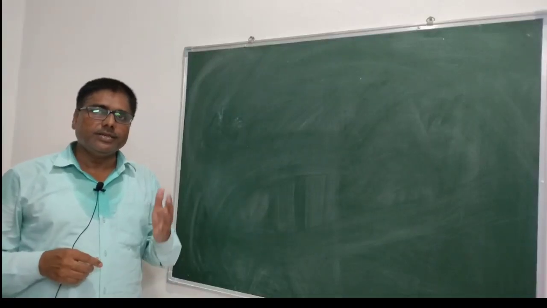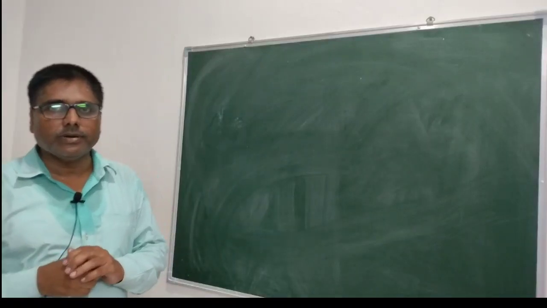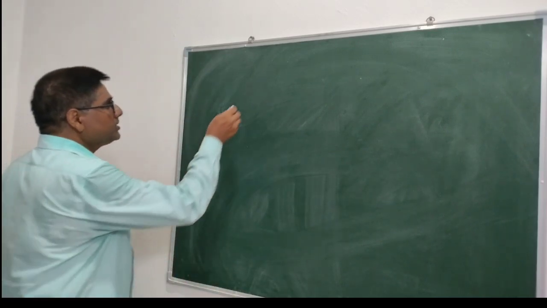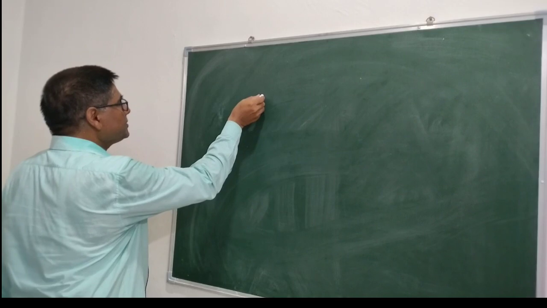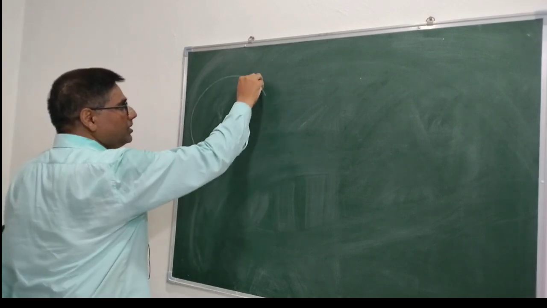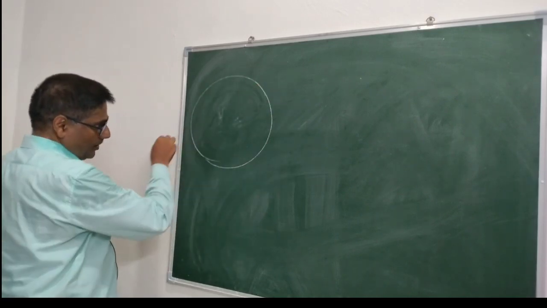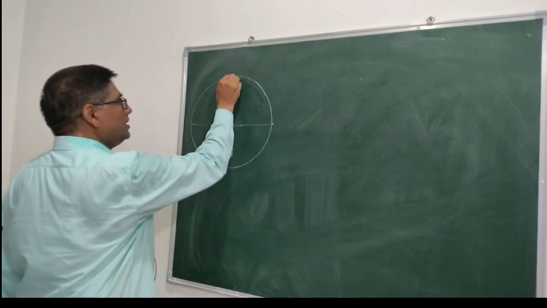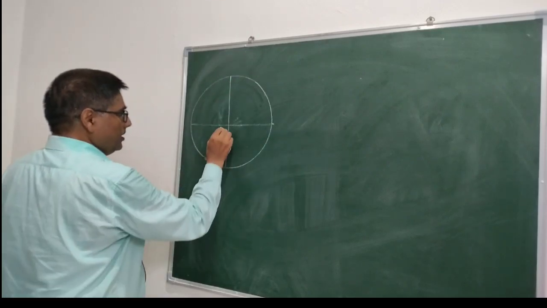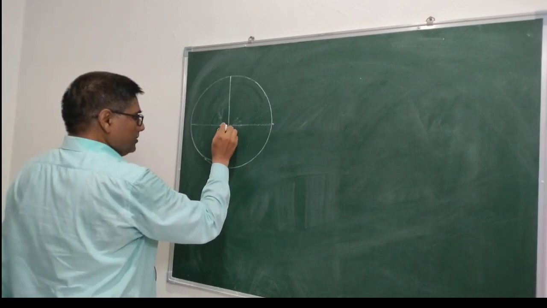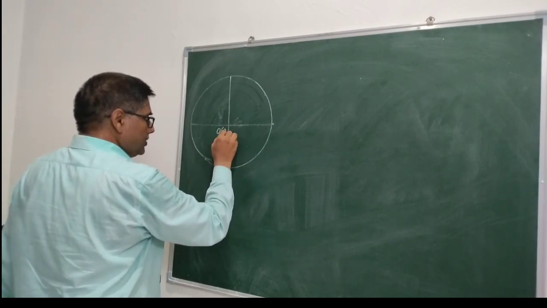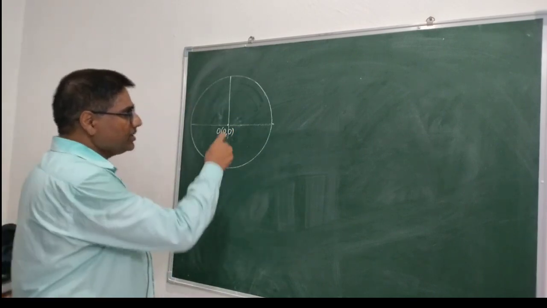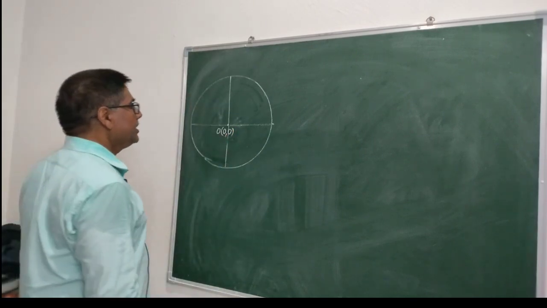Hello friends, in this video let us derive the formula for cos A minus B. For that, let us draw one circle with unit radius. Say this is the x-axis and this is the y-axis. This is the origin with coordinates 0, 0, the center of the circle, and the radius of the circle is 1 unit.